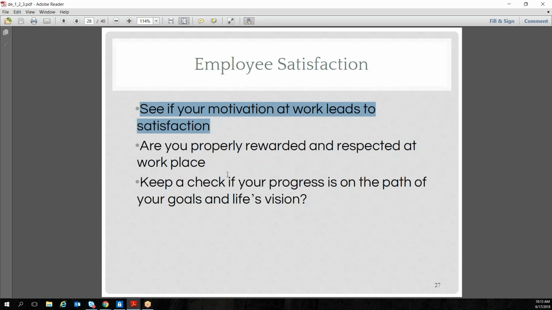Sorry, what's the answer? Someone was saying something.